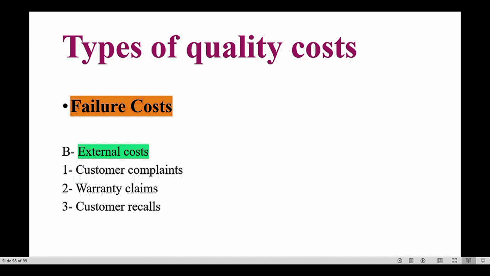So we cannot go for zero prevention cost or zero appraisal cost. There should be some preventive cost and appraisal cost to minimize the failure cost. If the company does not work on preventive cost, if it does not spend on appraisal cost, then the company will have to spend a huge amount on the failure cost. So the company should prefer to work on the first two costs to avoid the failure cost.